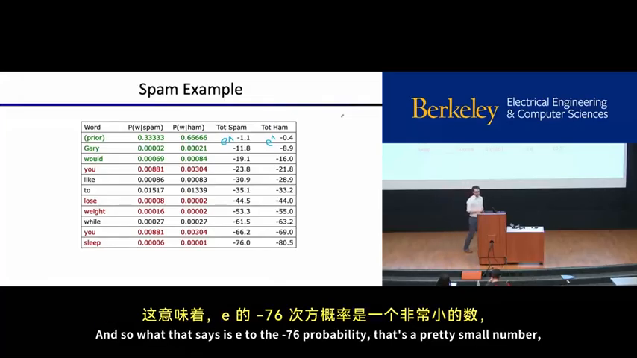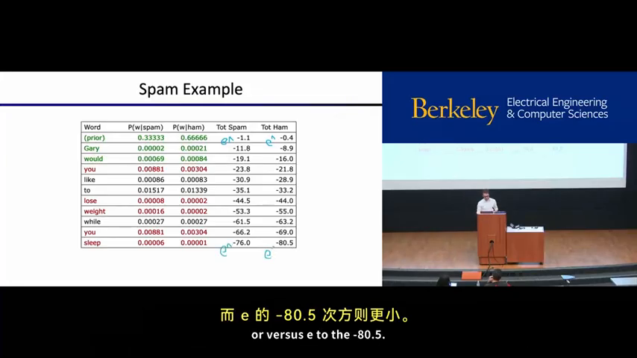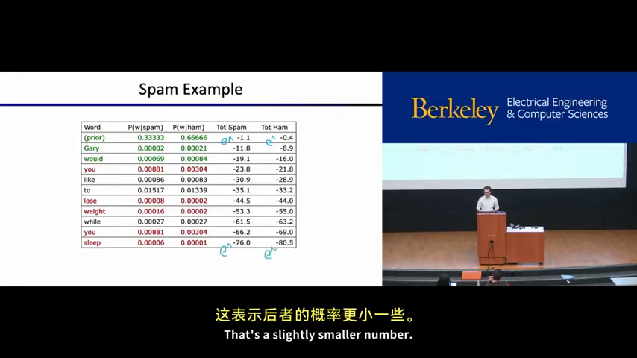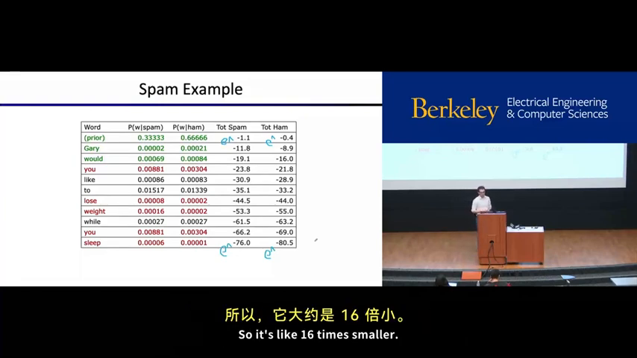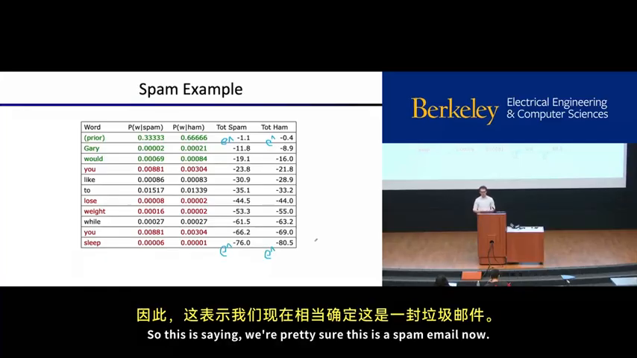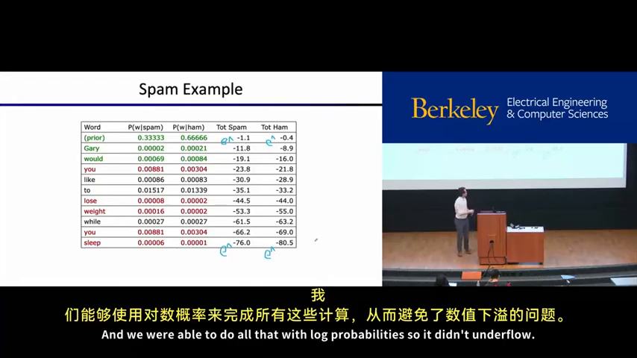And so what that says is e to the minus 76 probability, that's a pretty small number, versus e to the minus 80.5, that's a slightly smaller number. It's about 2 to the 4th smaller, so it's like 16 times smaller. So this is saying we're pretty sure this is a spam email now. And we were able to do all that with log probabilities so it didn't underflow.